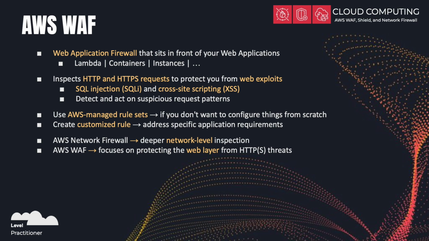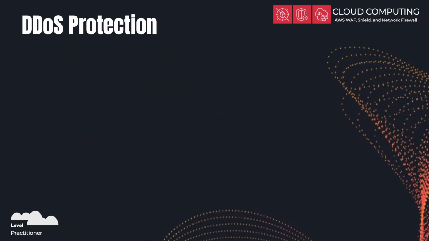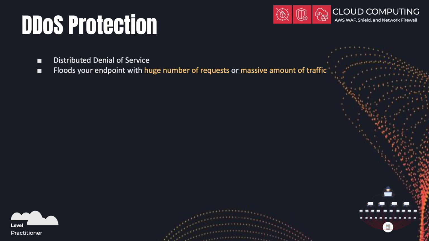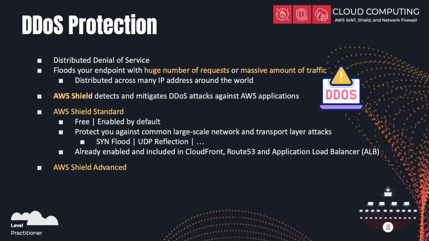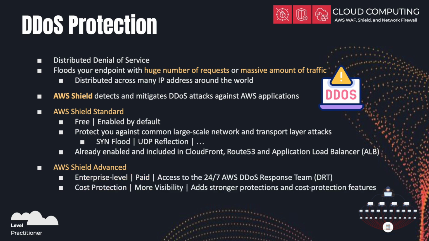But there's another type of threat that's more about volume than content, and that's distributed denial of service, or DDoS, attacks. In a DDoS attack, the attacker floods your endpoint with a huge number of requests or a massive amount of traffic, often from many different IP addresses around the world. To protect against this, AWS offers AWS Shield. AWS Shield is focused on detecting and mitigating DDoS attacks against your AWS applications. It comes in two levels: AWS Shield Standard, which is free and enabled by default, and AWS Shield Advanced, which is enterprise level and a paid service.